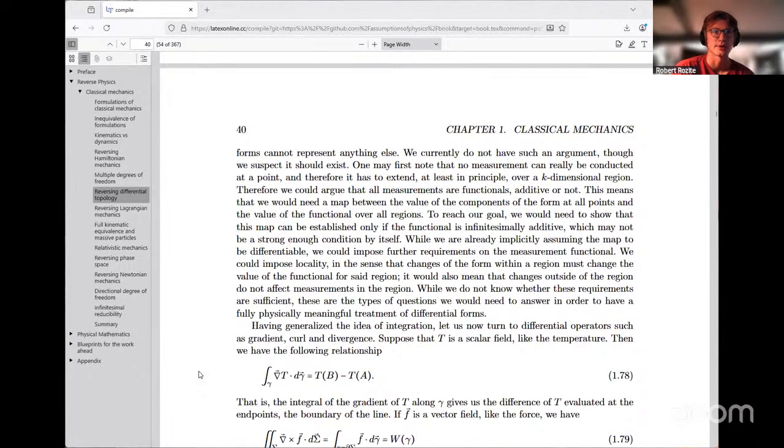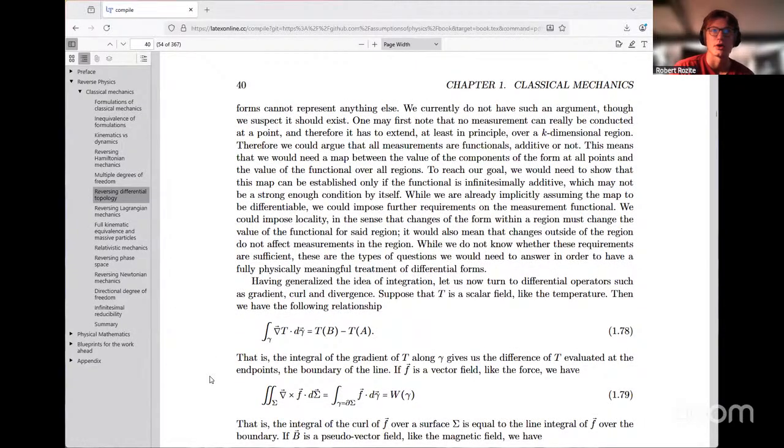One may first note that no measurement can really be conducted at a point, and therefore it has to extend, at least in principle, over a k-dimensional region. Therefore, we could argue that all measurements are functionals, additive or not. This means that we would need a map between the value of the components of the form at all points and the value of the functional over all regions. To reach our goal, we would need to show that this map can be established only if the functional is infinitesimally additive, which may not be a strong enough condition by itself.